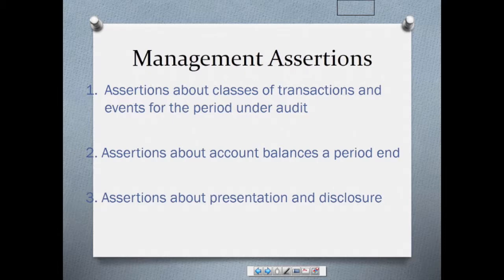Remember, assertions are going to be based on ASB assertions. So you would need to know, am I talking about transactions and events? Am I talking about the balance sheet? Or am I talking about presentation and disclosure? So you've got to know the assertions laid out in the index.